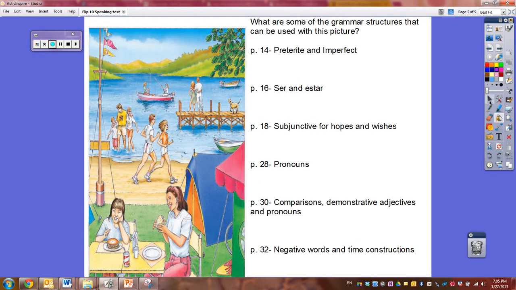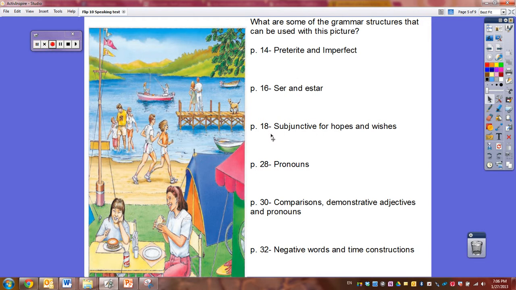On page 14, you have the preterite and the imperfect. So basically you would be setting up a story for what's going on in the picture, like el verano pasado, fui con mi familia al lago. Last summer, I went with my family to the lake. Then ser versus estar. We talked about how we could use ser versus estar to describe the picture.